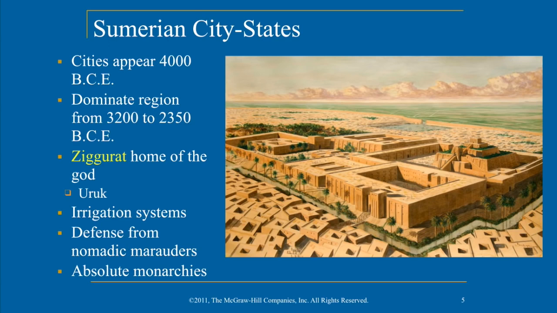The one thing that I want to point out is they had absolute monarchies. Now, a monarch is a type of king, and the absolute part means he is unquestioned in authority. In many cases, many societies believed that absolute monarchs were either a god themselves or were appointed by the god or gods of the society to be in charge.